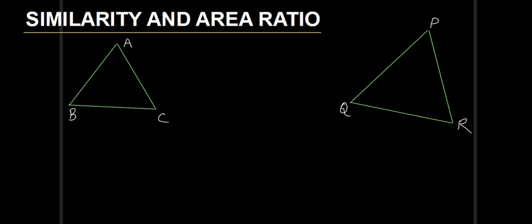Hello guys, so today we'll be doing a new part of similarity. Basically, we have already known what similar triangles are. Now we are going to do something that is called similarity and area ratio.